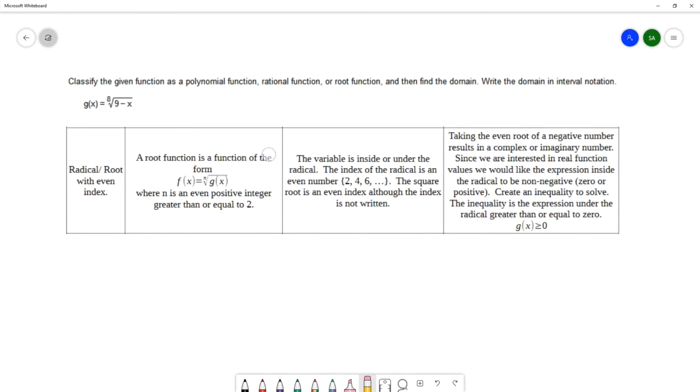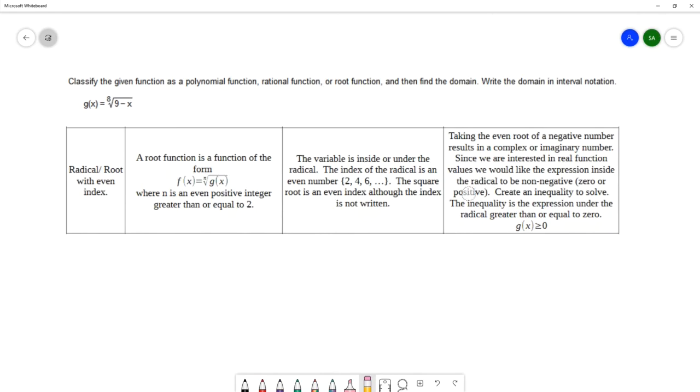A root function is a function of this form, the nth root of some expression g of x, and we are doing an even root. And what we want to pay attention to is that when we take an even root of a negative number, that's going to result in a complex or imaginary number. Right now, we're only interested in real function values, and so we are not going to consider these imaginary or complex numbers. So that means that we need to restrict what is allowed inside of our radical or underneath the radical. We want only non-negative values, 0 or positive.